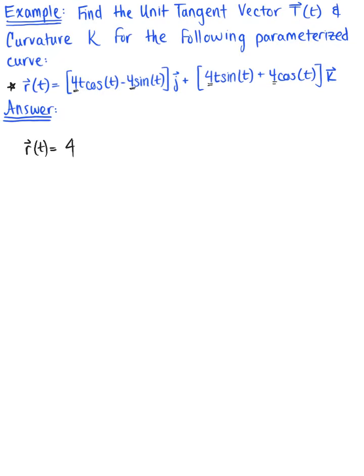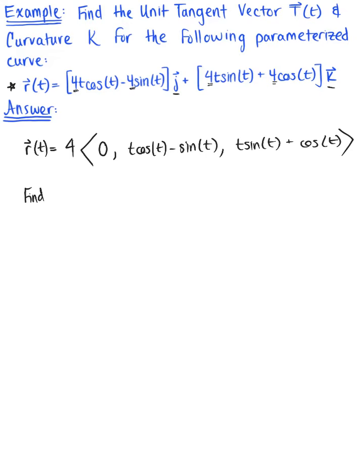So this is going to be 4 multiplied by the vector. Now notice the unit vectors on the components. So the x component is 0. Then moving on to the y component, this is t cosine of t minus sine of t. And then the z component is just t sine of t plus cosine of t. Okay, so now that we've rewritten this vector-valued function, we're ready to find the unit tangent vector.